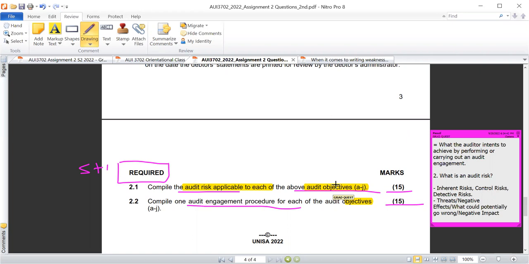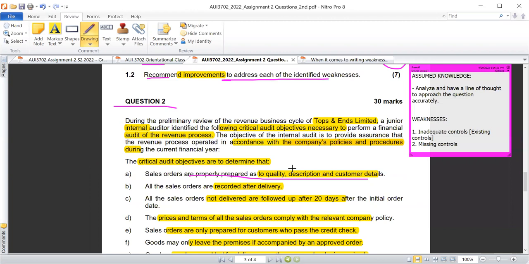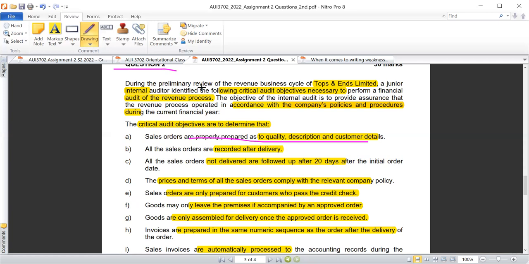That's exactly what I'm doing. But now let's begin to go into details by looking at the scenario, just so that we can see what is happening here. So now we are told in question 2, during the preliminary review of the revenue business cycle of TOPS and Limited, a junior internal auditor identified the following critical audit objectives necessary to perform a financial audit of the revenue process.